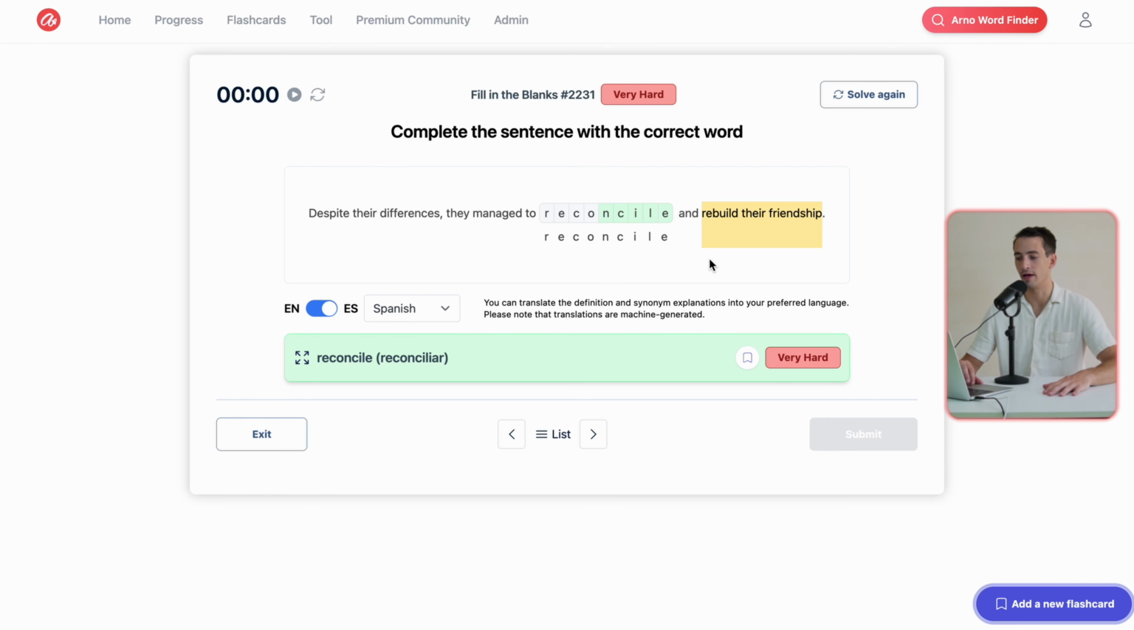So I'm looking for a word that indicates those things. And then reconcile would be the correct word. This is another quite advanced word. You may not be familiar with it, but it literally means to overcome differences, to rebuild a relationship or repair a relationship.